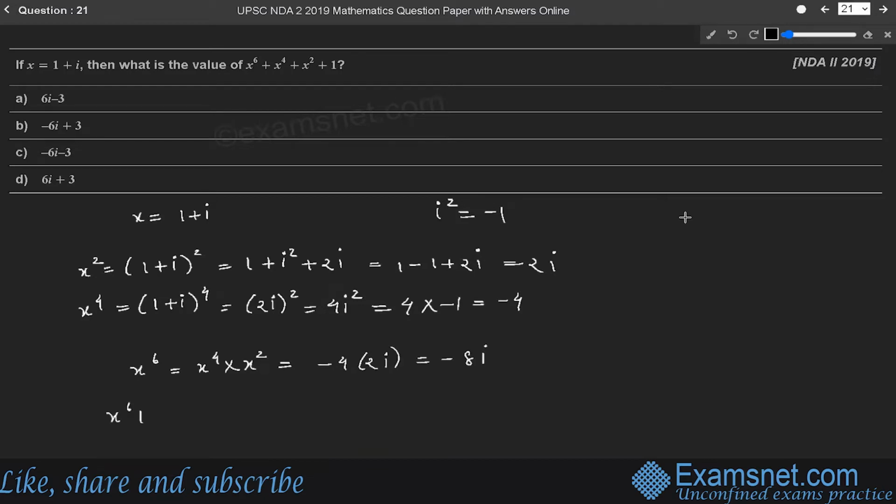Therefore, x to the power 6 plus x to the power 4 plus x square plus 1 will be equal to minus 8i plus minus 4 plus 2i plus 1. So it will be equal to minus 6i minus 3. So we can say that the correct option for this question is option C here, which is minus 6i minus 3. I hope this question is clear to you.